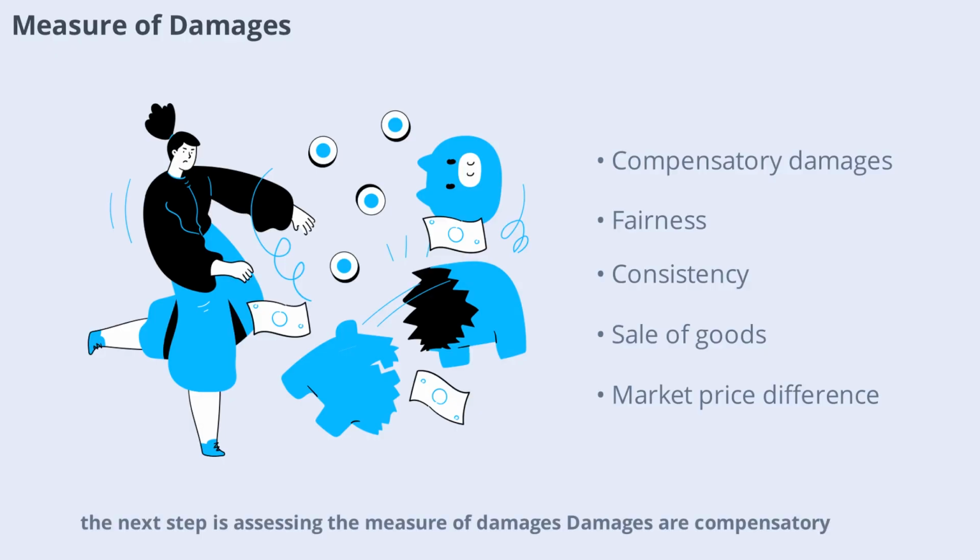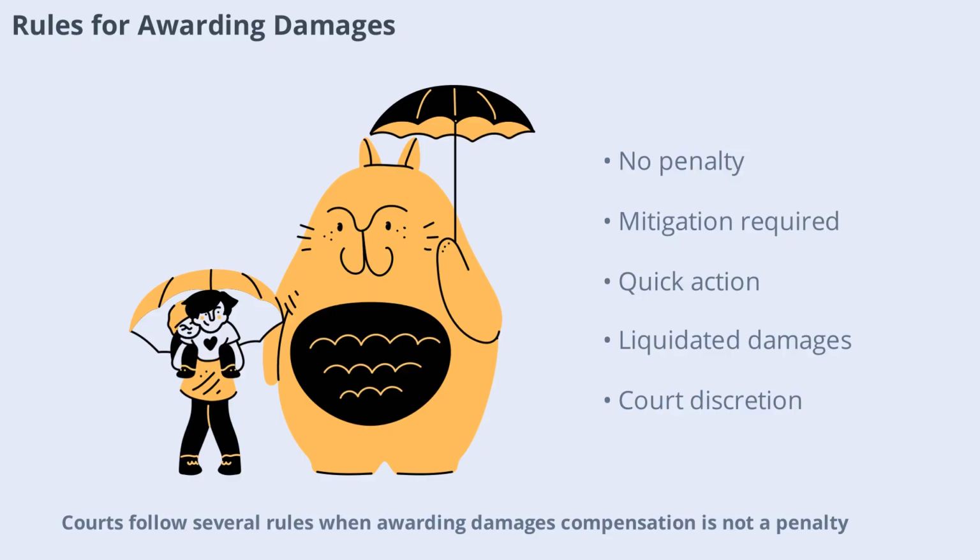Damages are compensatory, aiming to put the aggrieved party in the same position as if the contract had been performed. In contracts for sale of goods, damages are measured by the difference between contract price and market price on the date of breach. This approach ensures fairness and consistency in compensation. Courts follow several rules when awarding damages. Compensation is not a penalty, damages are limited to losses attributable to the breach, the aggrieved party must mitigate losses, and damages for sale of goods require quick action.